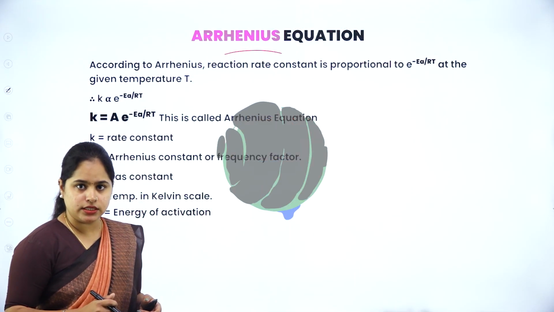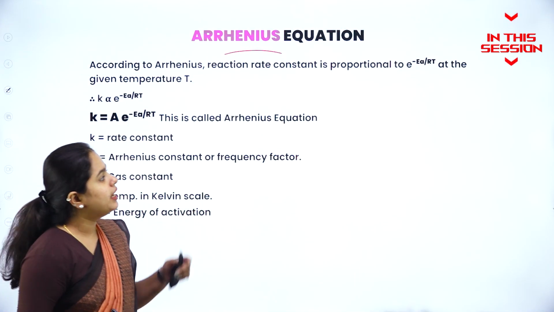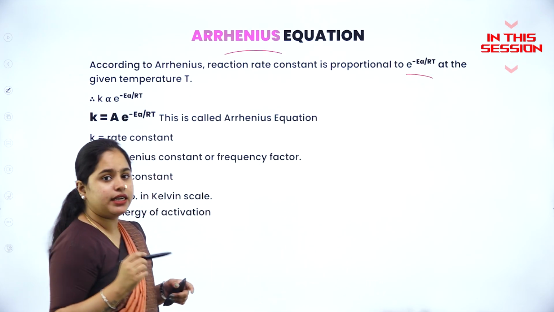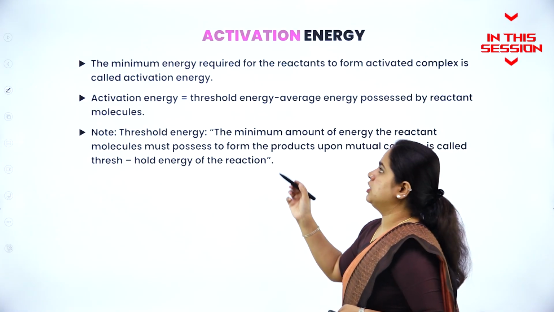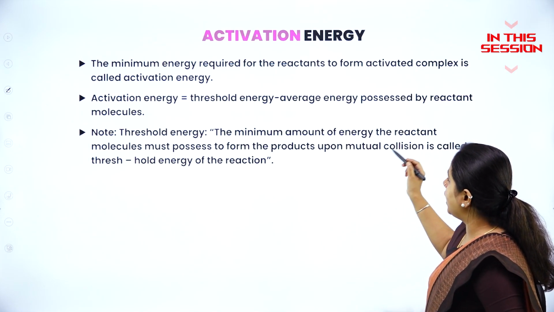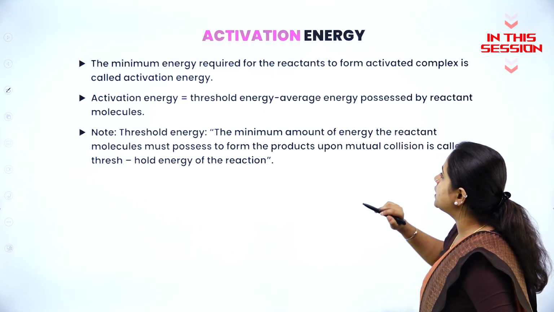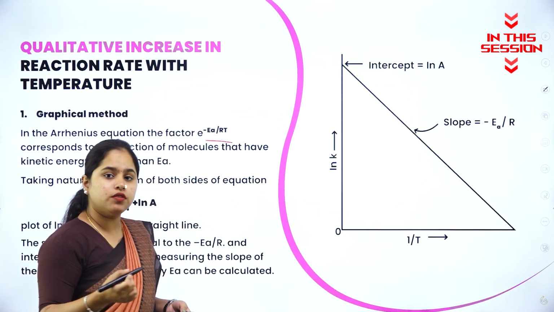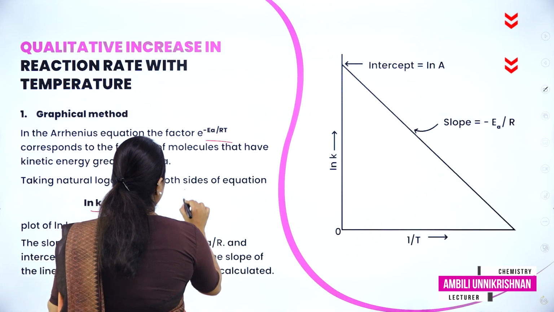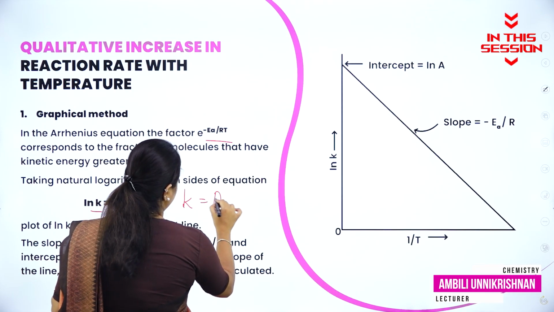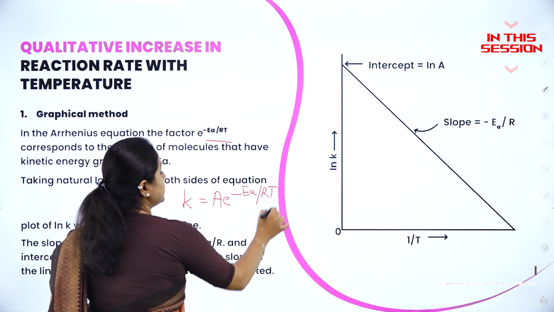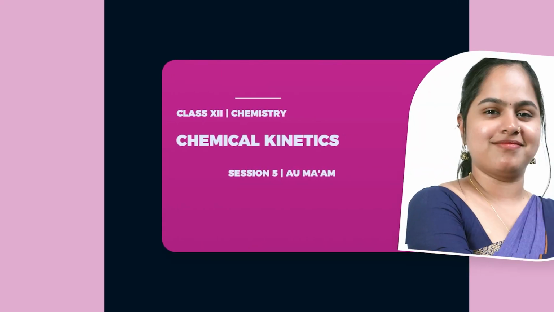The rate constant is proportional to e raised to minus Ea by RT at the given temperature T. The minimum energy required for the reactants to form the activated complex is called activation energy. So what was the Arrhenius equation? It is K is equal to A into e raised to minus Ea by RT. This was the Arrhenius equation.